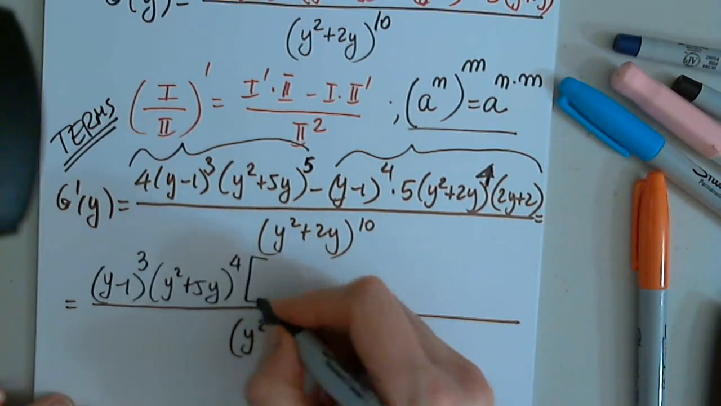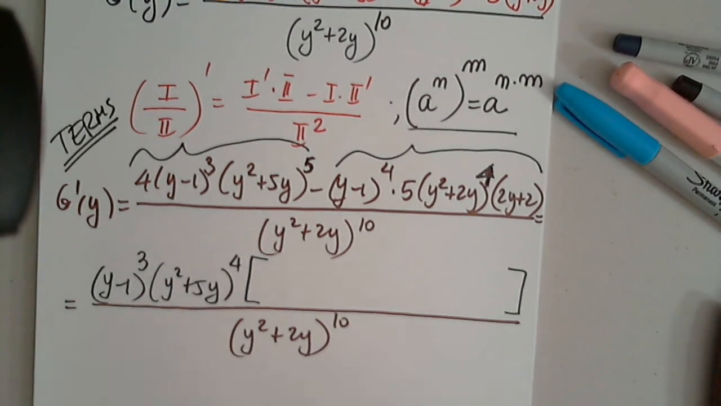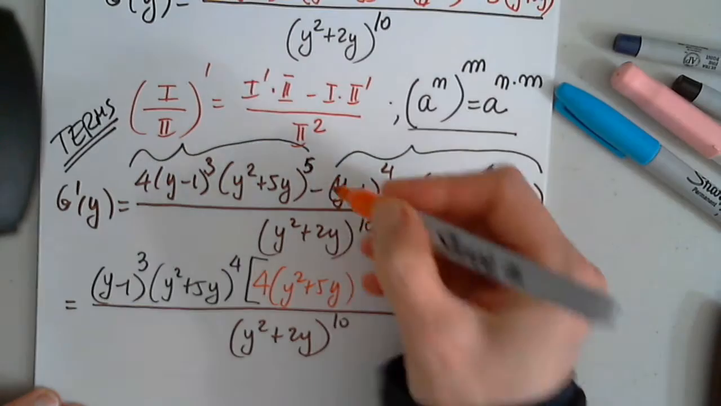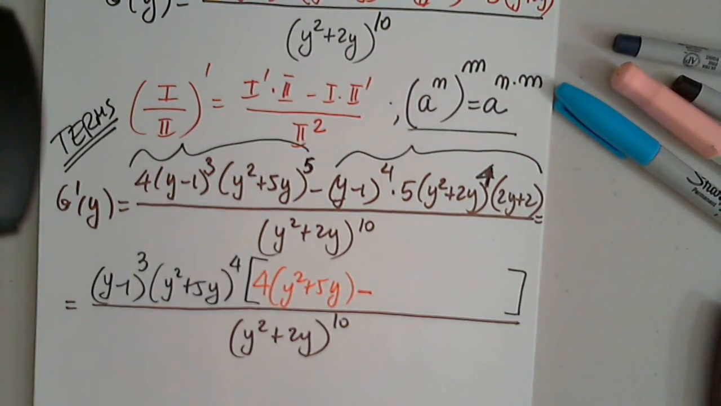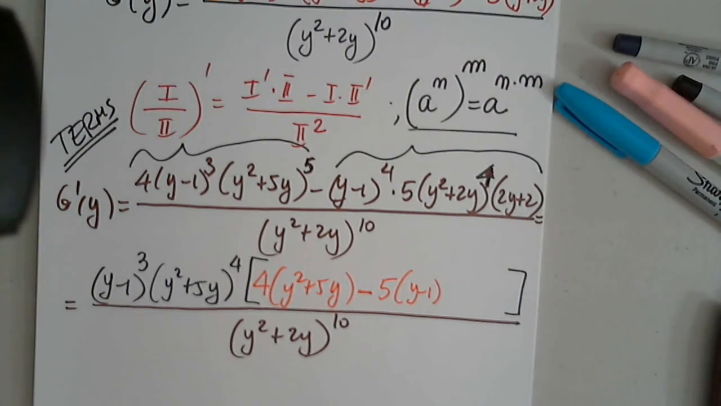Good. So let's open brackets. What is left from the first term? Is it just 4? Okay. What else? Y squared plus 5y. Excellent. Now we reach the minus. Good. What is left from the second term? Y minus 1. So there is a 5. Indeed, there is a y minus 1.